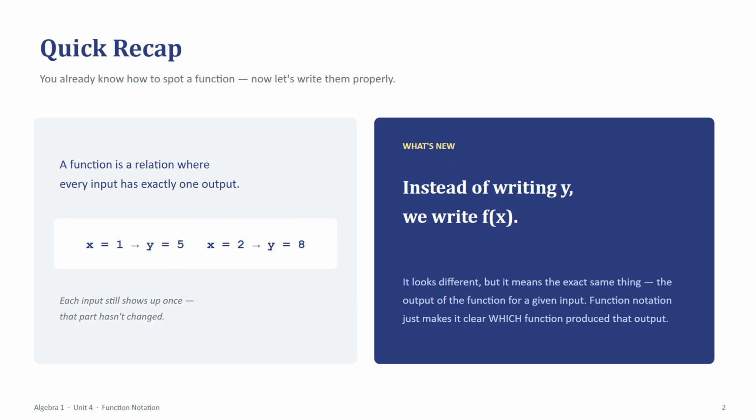What is new? Instead of writing y, we'll write f of x. It looks different, but it means the exact same thing: the output of the function for a given input. Function notation just makes it clear which function produced that output.